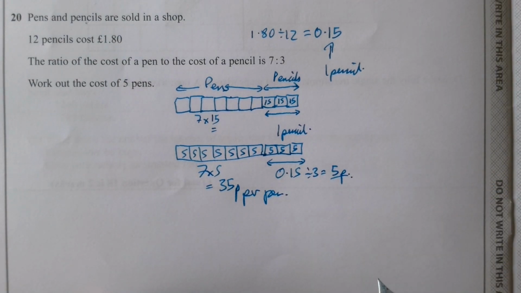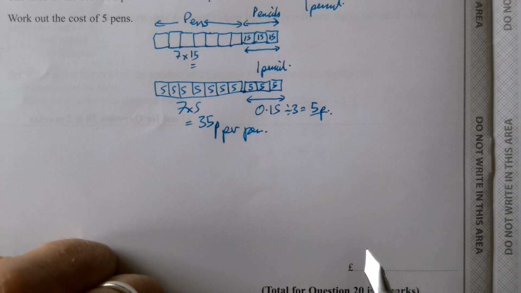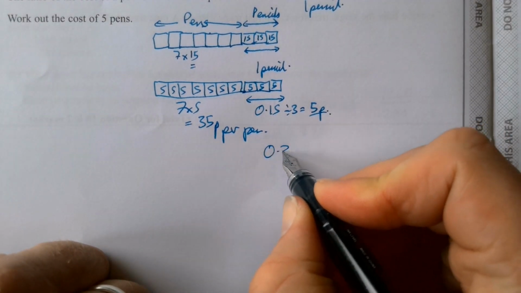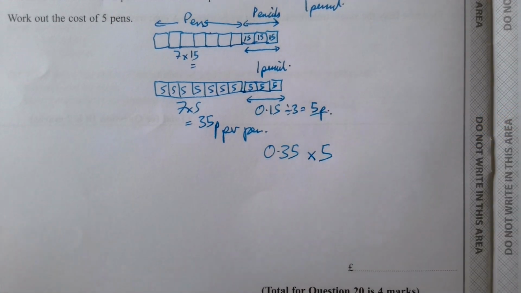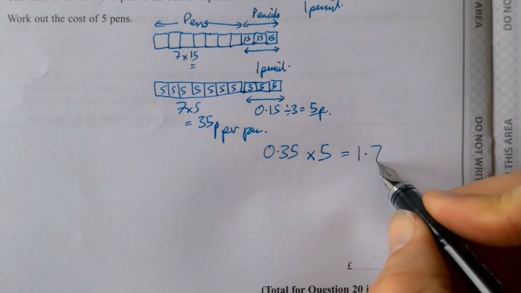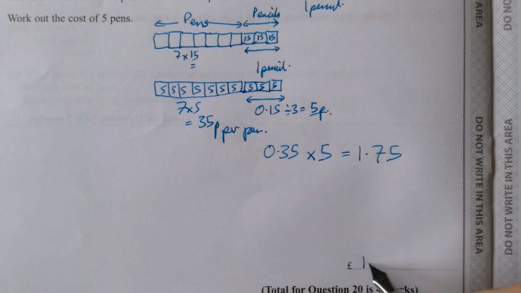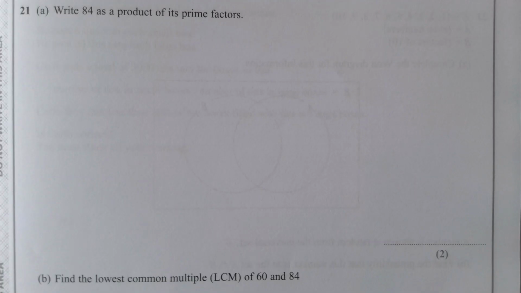Now I want the cost, and if I look down here, it wants it in pounds, so 0.35 is 1 pen, and I want 5 pens, so I need to do 0.35 times 5, which is 1.75. So we're talking £1.75 for 5 pens.